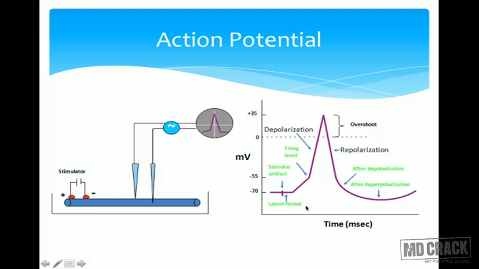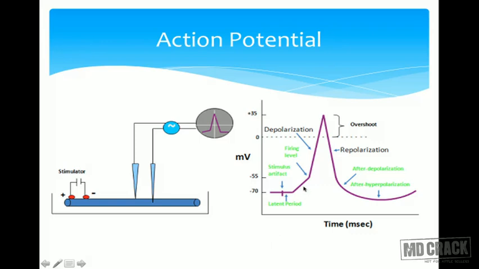Then afterwards, this is the period which is called the latent period. What is the cause of this latent period? The action potential will be generated at this point, and then it will travel from here to this point. So this is the time required for the action potential to travel from the stimulus point to the recording point. That is what generates the latent period.